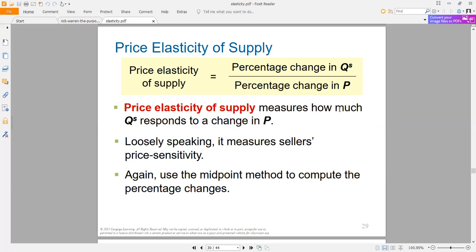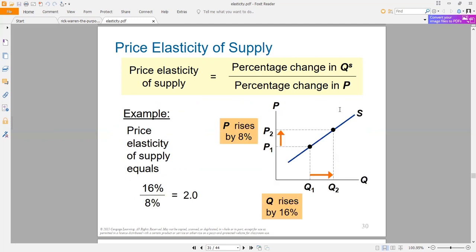Now let's be using the midpoint, since that will give us an accurate answer irrespective of the direction. Now let's look at an example. Here, there's a normal supply curve. Price increases by 8%. Quantity supplied increases by 16%. So if you want to get the price elasticity of supply, that would be 16% over 8%. That would be 2.0. So this is your price elasticity of supply coefficient.